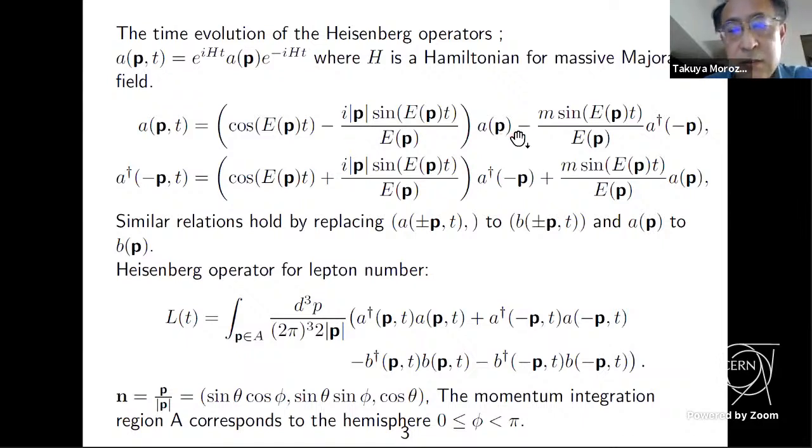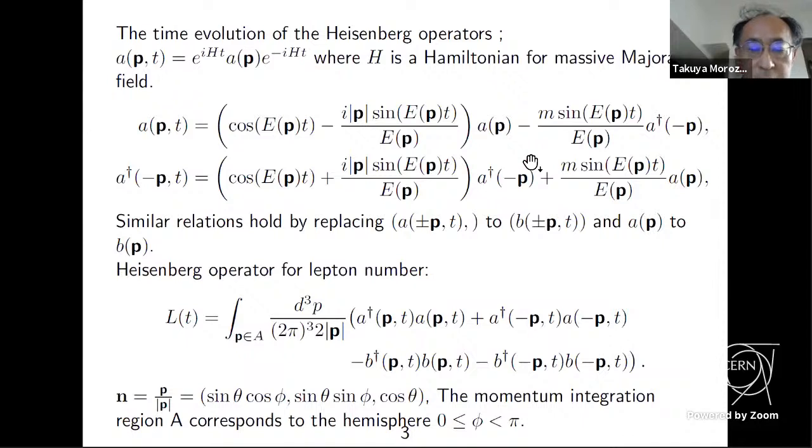The time evolution of the annihilation operator for the neutrino is given by this formula. So this is a superposition: not only the annihilation operator, but the creation operator with the opposite momentum is mixed. And you get a similar formula for the antineutrino annihilation operator, denoted by B_P. Using these Heisenberg operators, we can compute the lepton number operator at positive time t. That is given by A dagger A minus B dagger B, and we can just substitute these formulas.